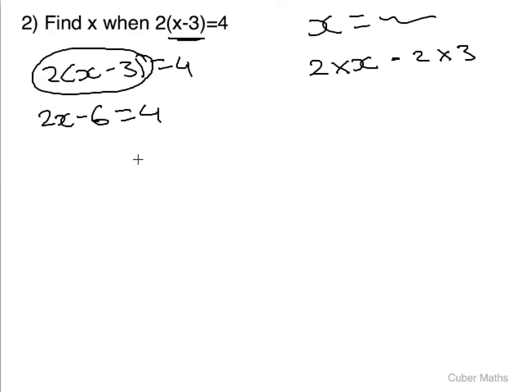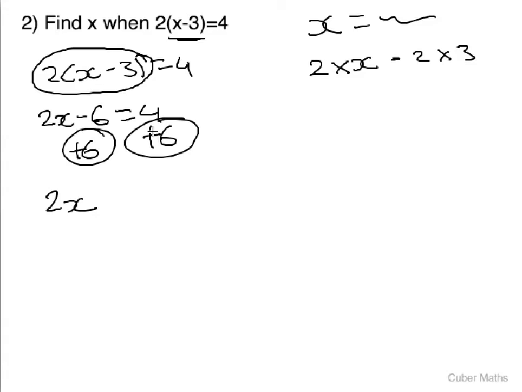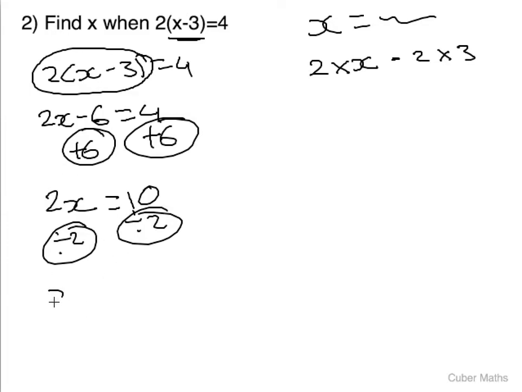Now this looks like the previous one we did. So the next thing we're going to do is add 6 to both sides in order to get the 2x by itself. When we add 6 to 2x minus 6, we just end up with 2x on this left hand side. When we add 6 to our right hand side, we end up with 10. Now to get our x on its own, we need to divide by 2, because we've got 2x. So if we divide both sides by 2, on the left hand side we end up with just x, and on the right hand side 10 divided by 2 gives us 5. So x is equal to 5.